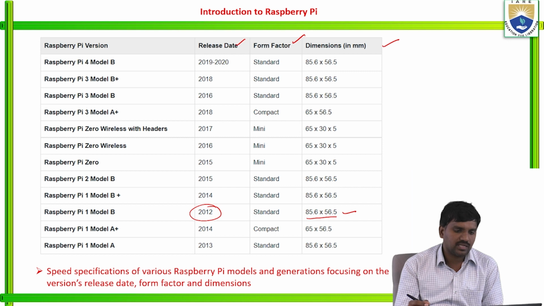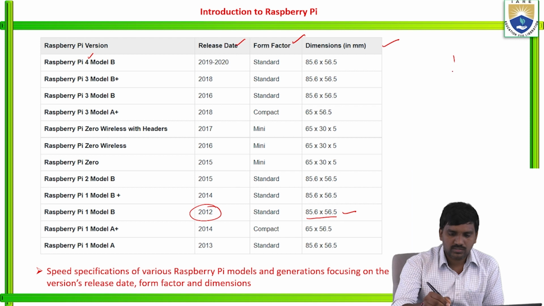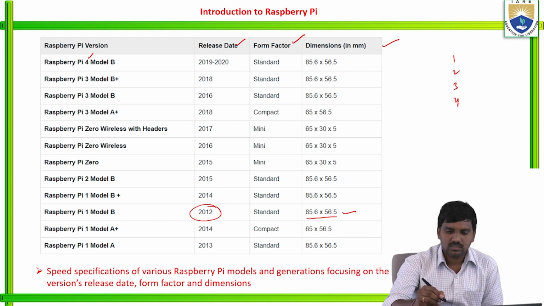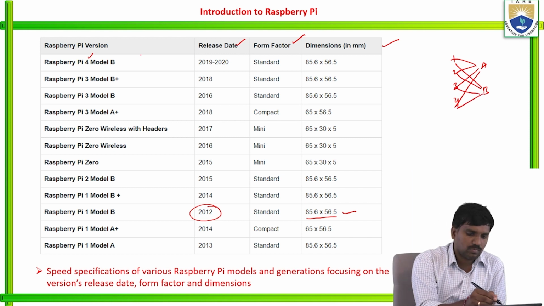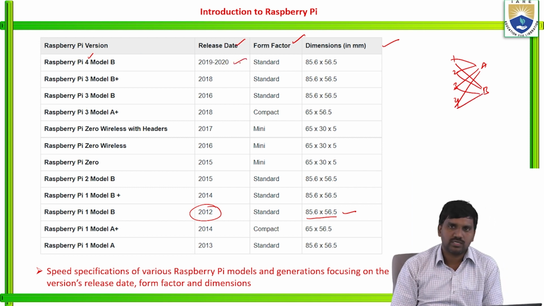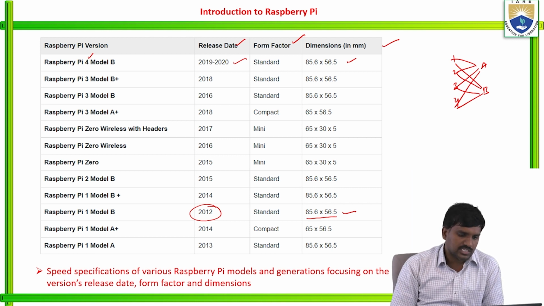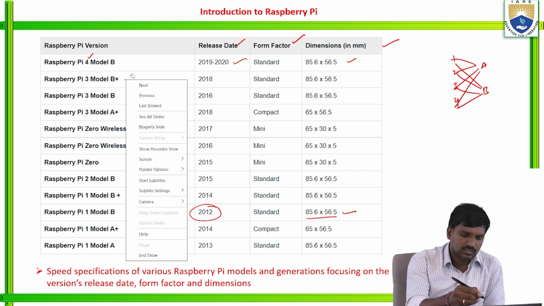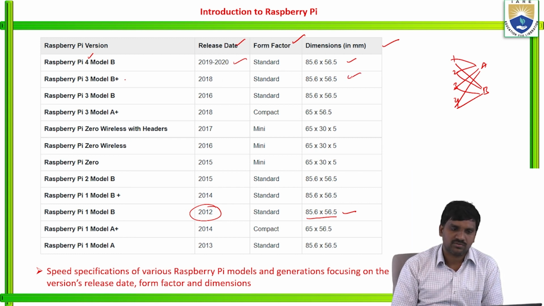Raspberry Pi 4 Model B. Raspberry Pi 4 has different models, versions 1 to 3. Raspberry Pi 4 Model B was released in 2019 to 2020. The standard form factor is 85.6 by 56.5. Raspberry Pi 3 Model B Plus was released in 2018, standard size 85.6 by 56.5.